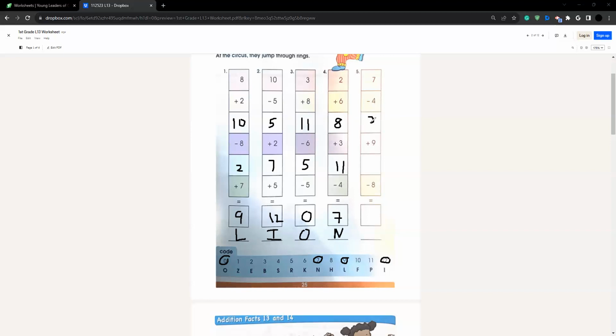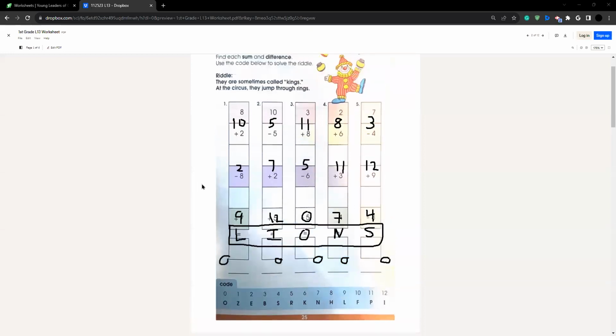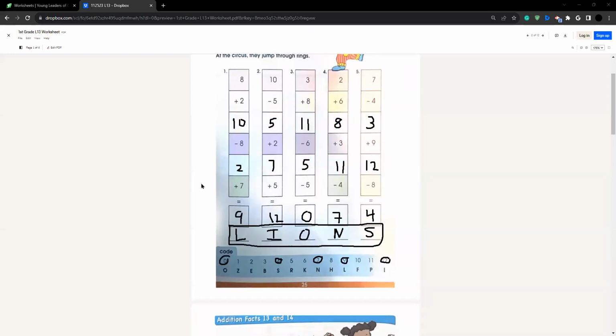And then 7 minus 4. 7 minus 4 is 3. 3 plus 9 is 12. And 12 minus 8 is 4. Look at 4. S. The answer is lions. The riddle is solved with lions.